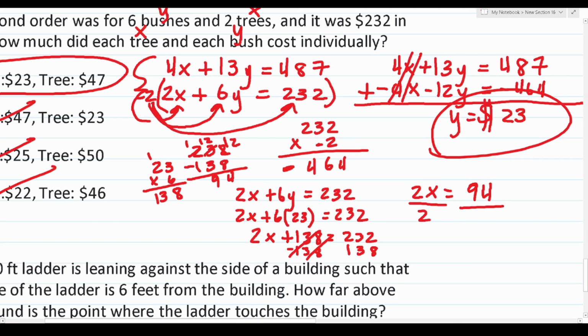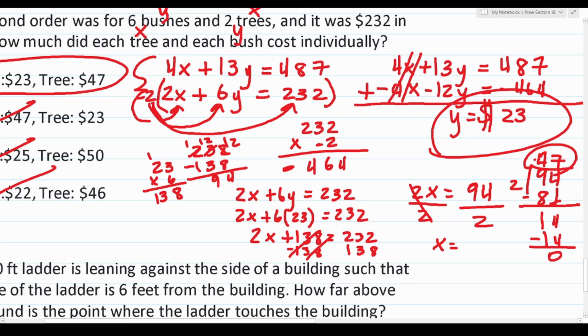To get x by itself, we're going to divide both sides by 2. So this is x equals 94 divided by 2. Let's work that off to the side. 94 divided by 2. 2 goes into 9 4 times without going over, given that 2 times 4 is 8. 9 minus 8 is 1. Drop down this 4. 2 goes into 14 7 times without going over. 2 times 7 is 14. So we can see there's no remainder, which means x is 47.